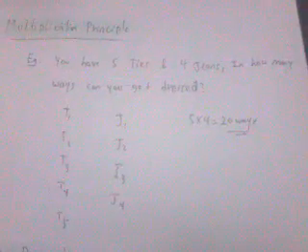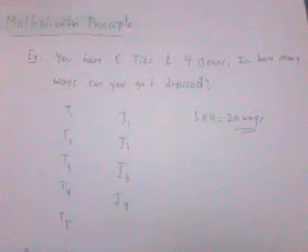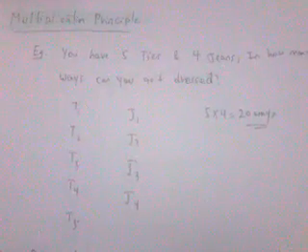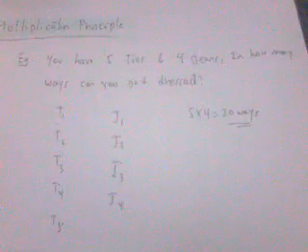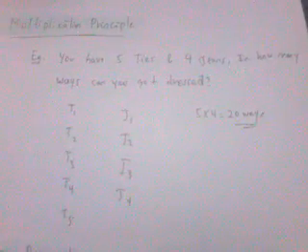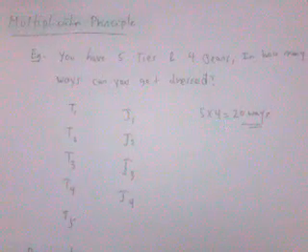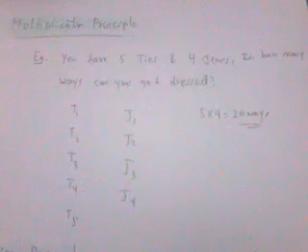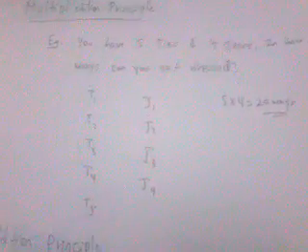Okay, in this video we'll see the fundamental principles of counting, which are the multiplication principle and the addition principle. The multiplication principle says that if an event can occur in m different ways, and for each choice in m it can occur in n other different ways, then the total number of ways that event can occur will be m times n.